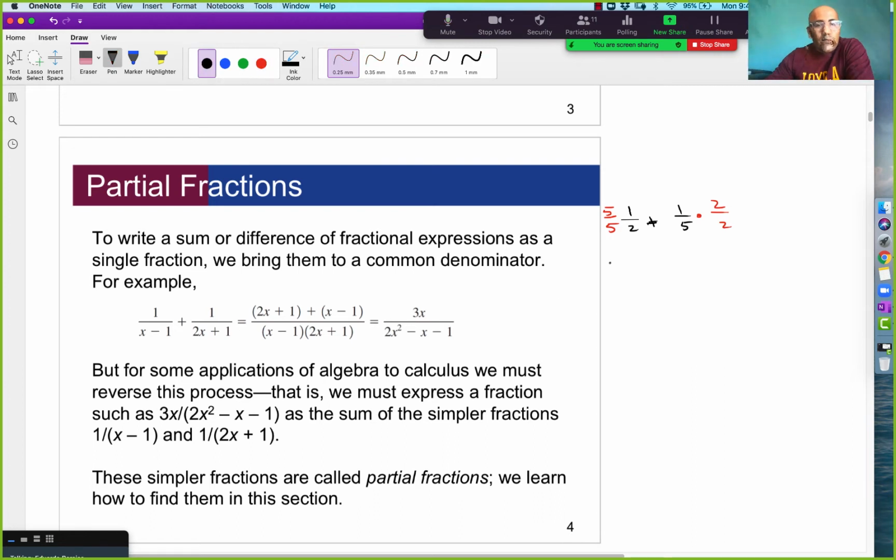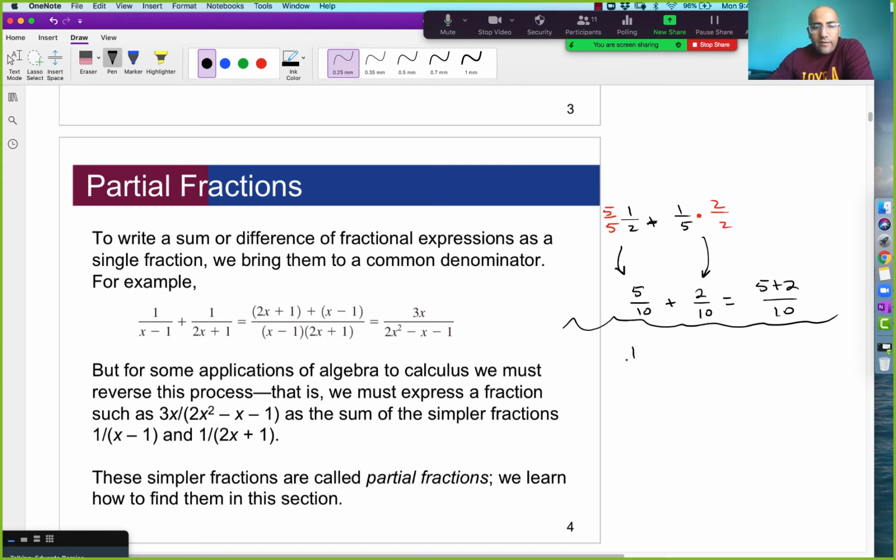We get two equivalent fractions. This one becomes 5 over 10. 5 over 10 is another way of saying 1/2, so that's an equivalent fraction. 2 over 10 becomes another way of describing 1/5, another equivalent fraction. And now that they have the same denominator, we're able to combine them, and this turns into 5 plus 2 over 10. Good? All right, well, the same concept applies when it gets a little more complicated.